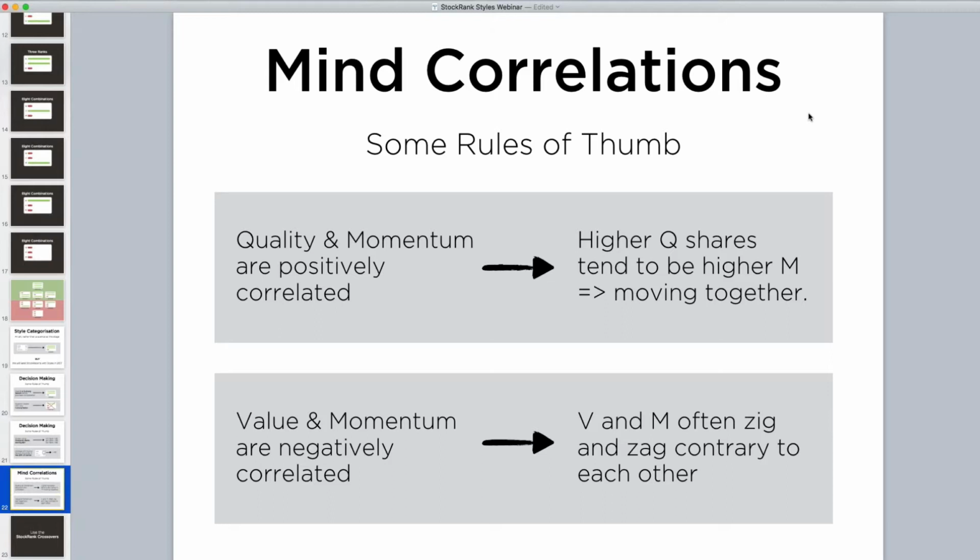Whereas, on the contrary, value and momentum can be negatively correlated. If you think about it, if something becomes very cheap, in other words the value rank gets very high, momentum tends to be very low because the shares tend to sell off.